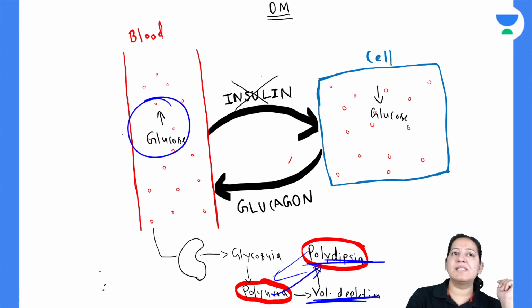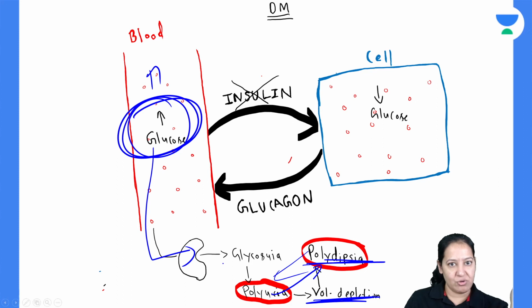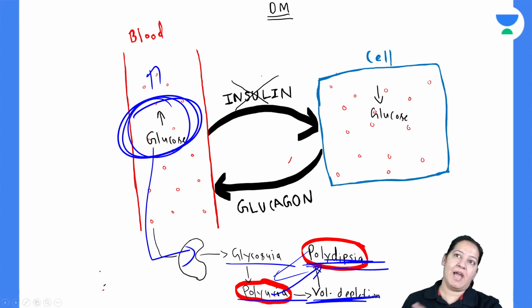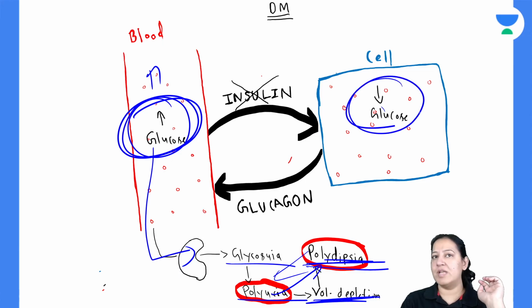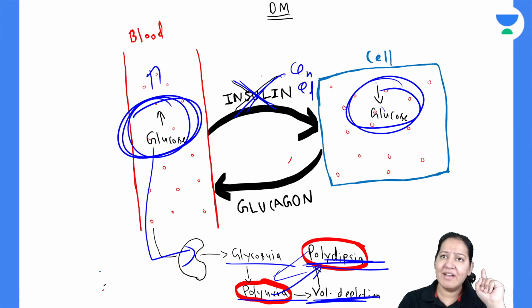Now these two things happened because of this. There is more glucose in the blood, so it goes to the kidney for excretion. So because of osmotic diuresis there is polyuria followed by polydipsia. But the cell is receiving less glucose, right? Insulin is either absent or it is non-functional, a qualitative or quantitative defect. So the cell is having less glucose.